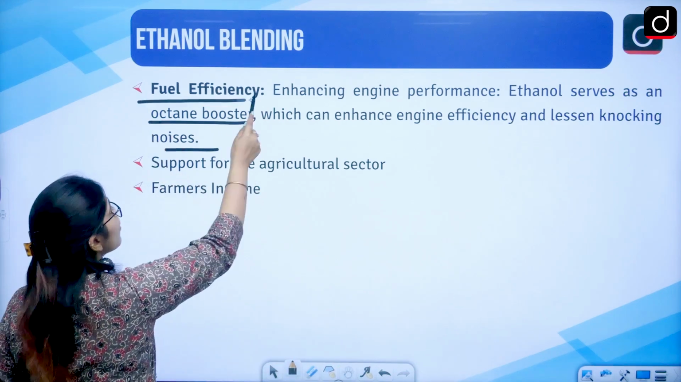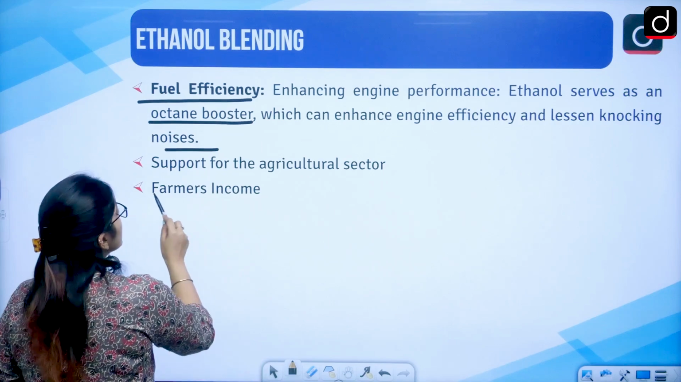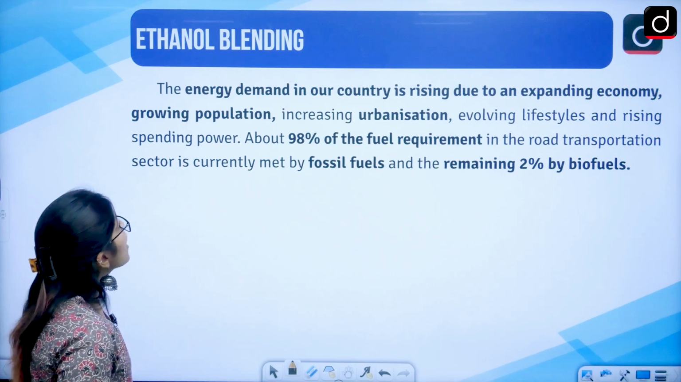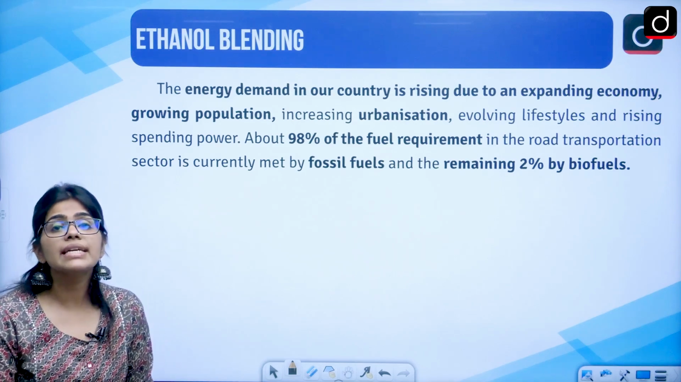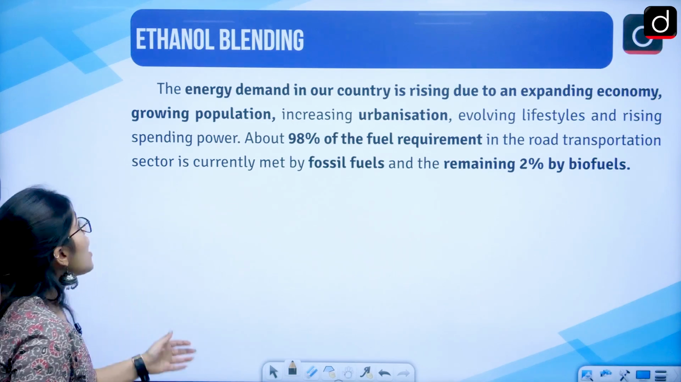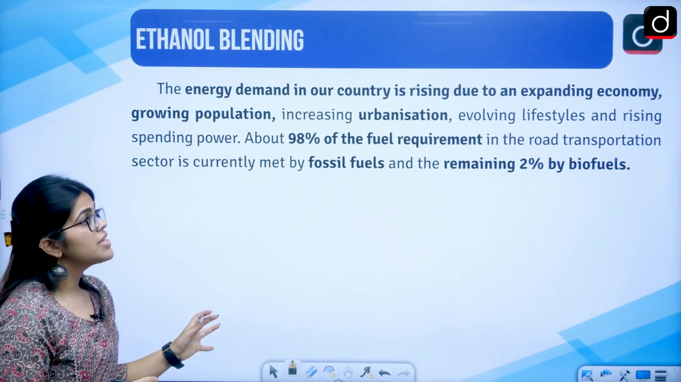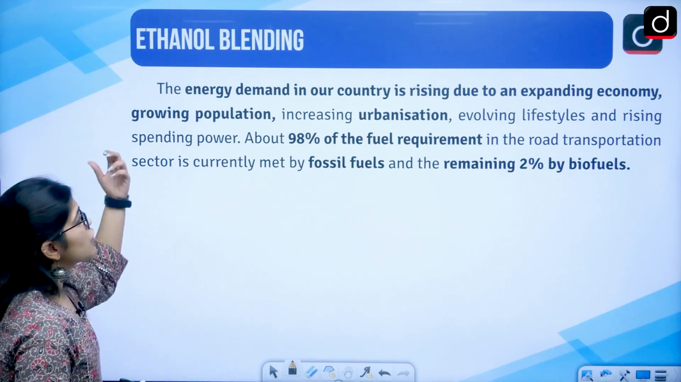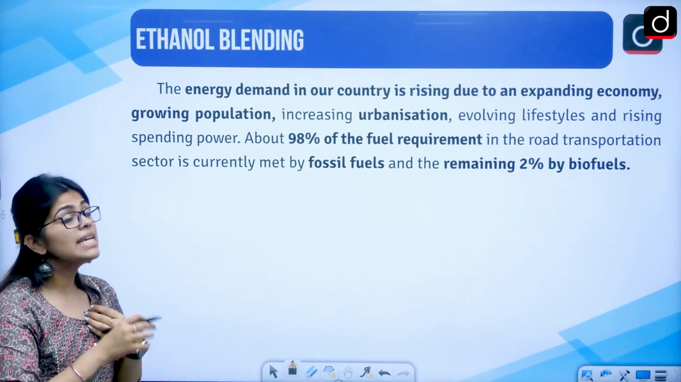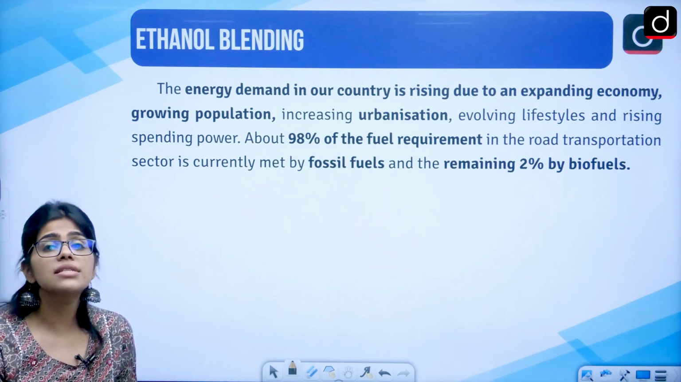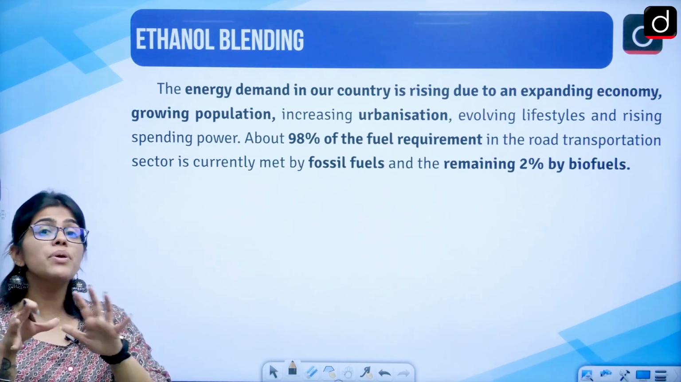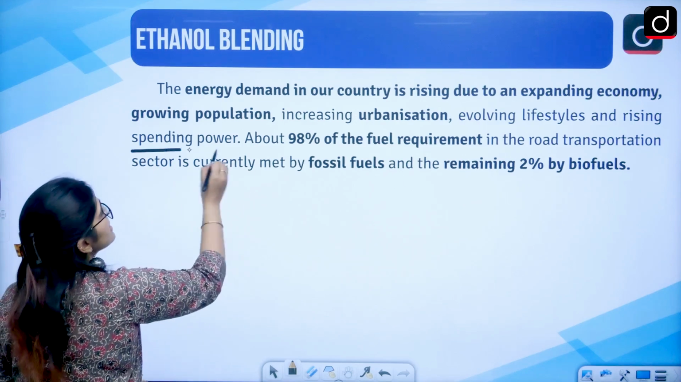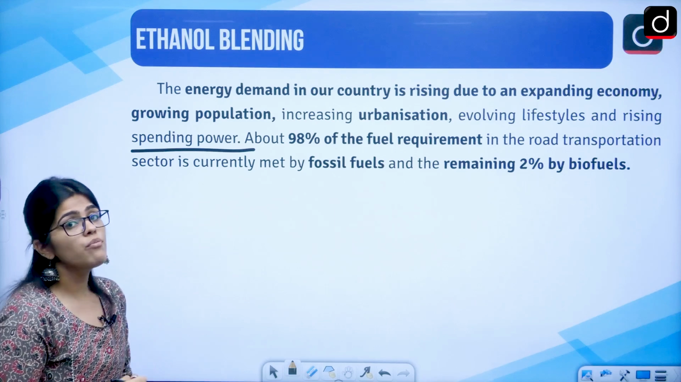It is useful because it is very much fuel efficient. Then farmers' income can also be increased if you use ethanol. So hence we started blending the ethanol with the gasoline. The energy demand of our country is rising and has ever been rising, and we all know that. The growing population and increasing urbanization will demand that more and more fuels be used. The evolving lifestyle and the rising power needs demand more and more fuel.